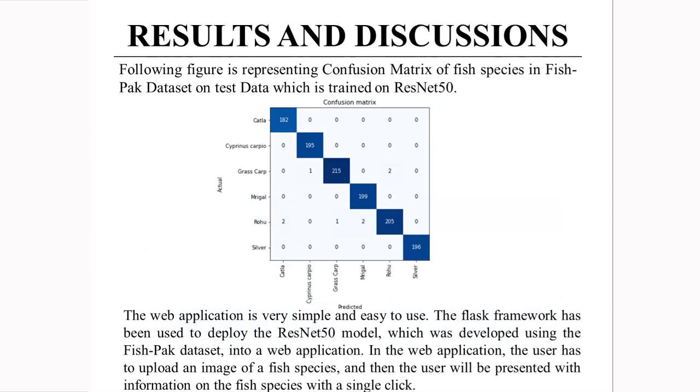which is trained on ResNet 50. And then Flask framework was used to deploy the ResNet 50 model, which was developed using the fish park dataset, into a web application. In the web application, the user has to upload an image of a fish species, and then the user will be presented with information on the fish species with a single click.